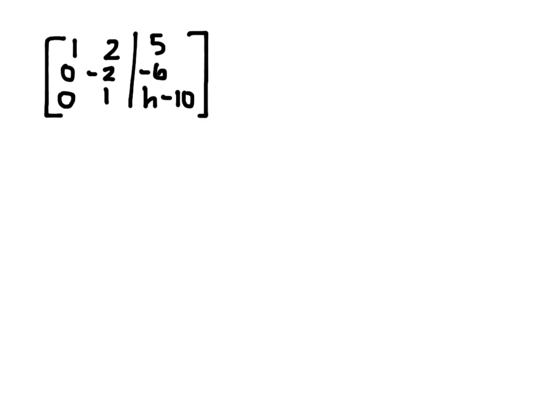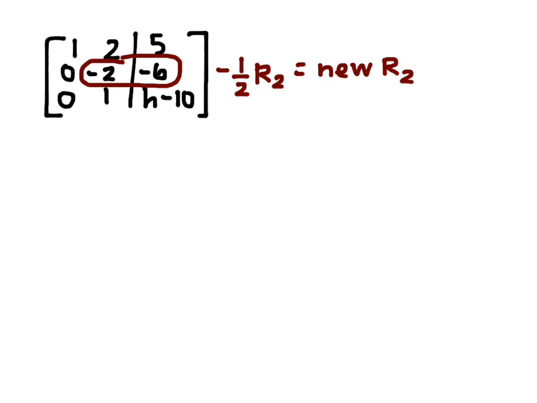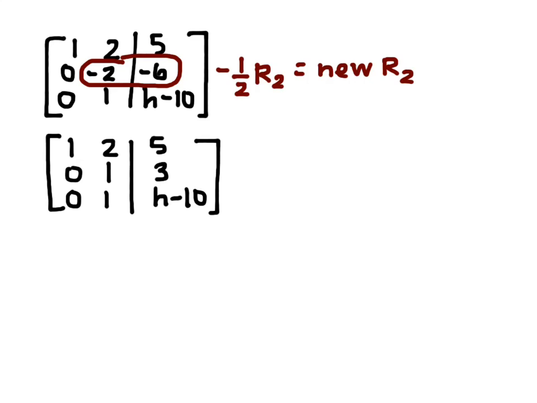Now I'm going to use the same trick on row 2 that I did on row 1 to start with. I'm going to divide by a negative 2 so that I get a leading entry of 1. So I'll do row 2 times negative 1/2 equals the new row 2. So my new row 2 is 0, 1, 3.